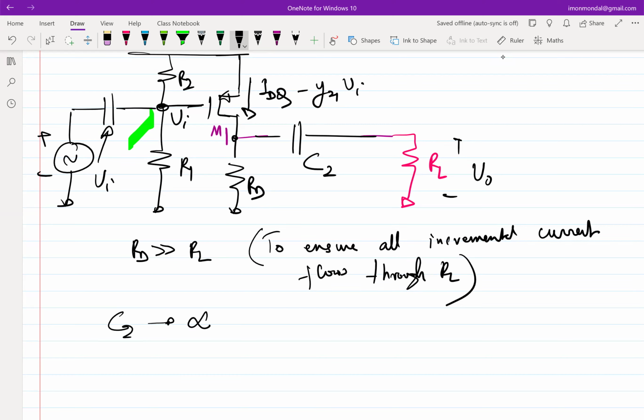But now we know better, right? C2 need not be infinite. What should C2 be much more than?